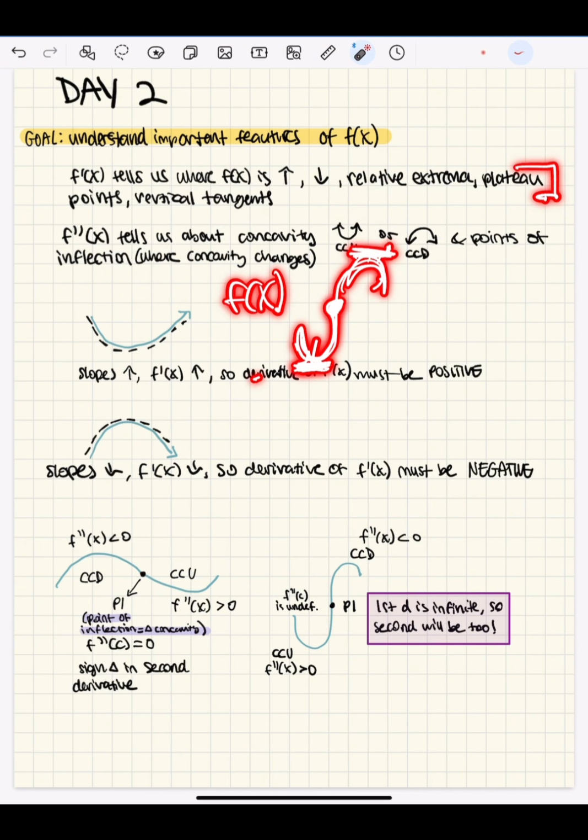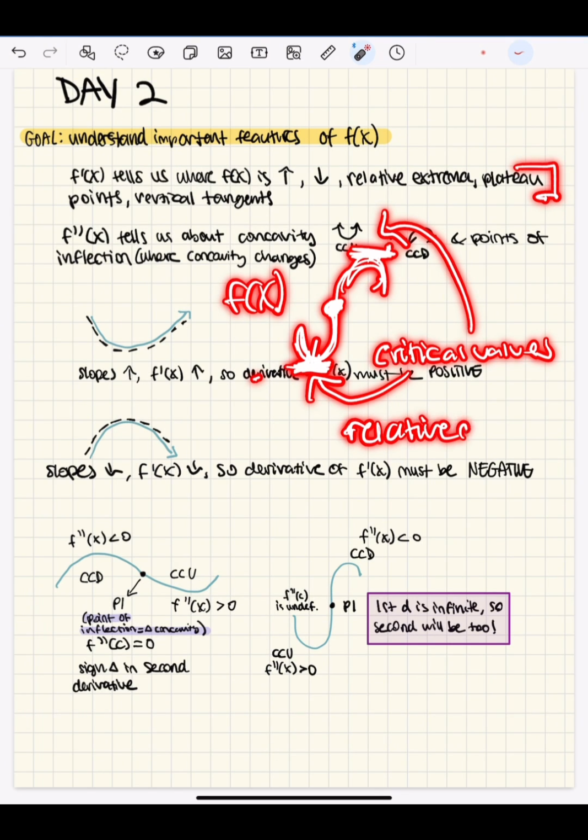But this point, on the other hand, is where f double prime x is 0, and this is a point of inflection. So just like these points are to f prime x, so these points are, oh my gosh, I keep forgetting the words. These points are critical values, right? And what it takes to go from a critical value to a relative max or min is having a slope change by it, right? A sign change, right?